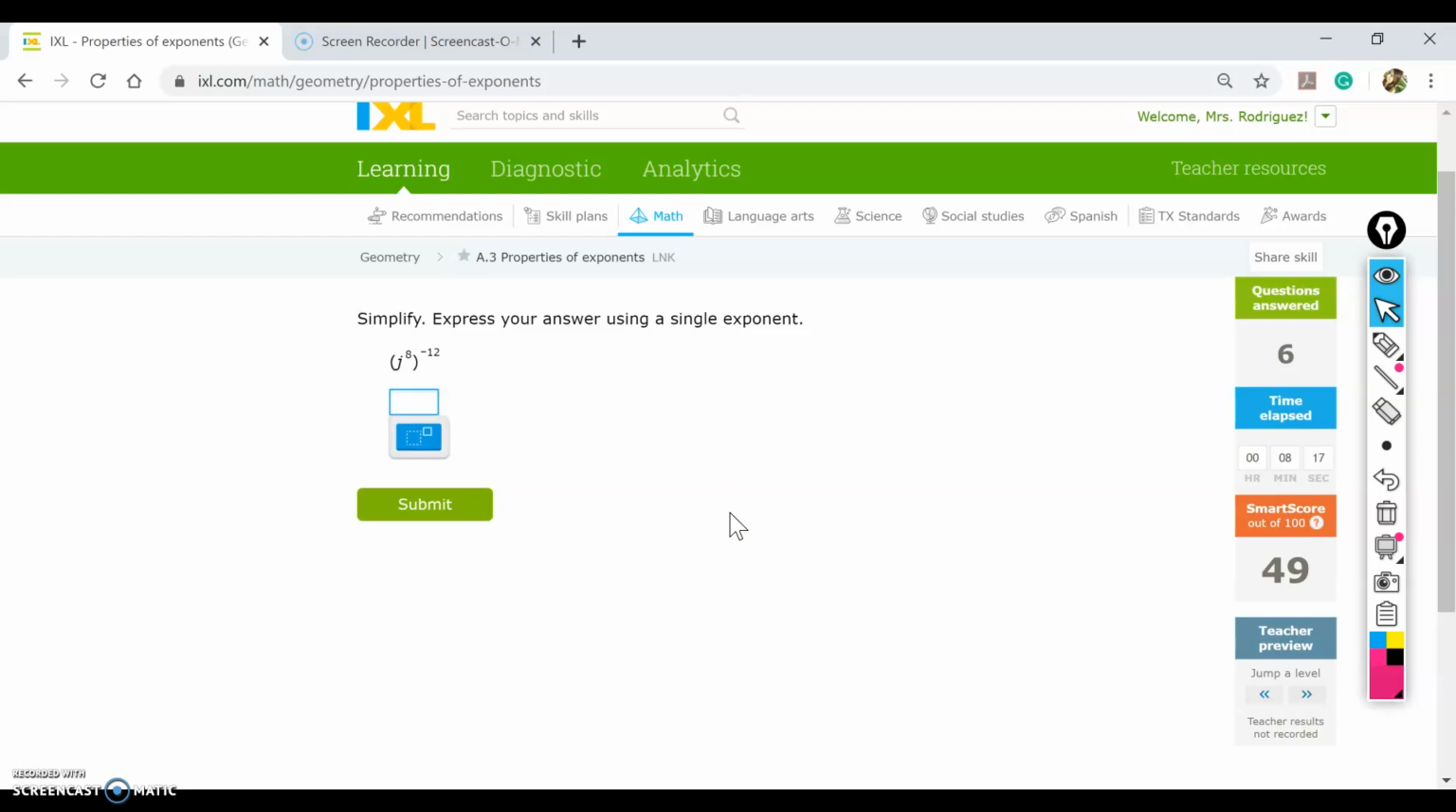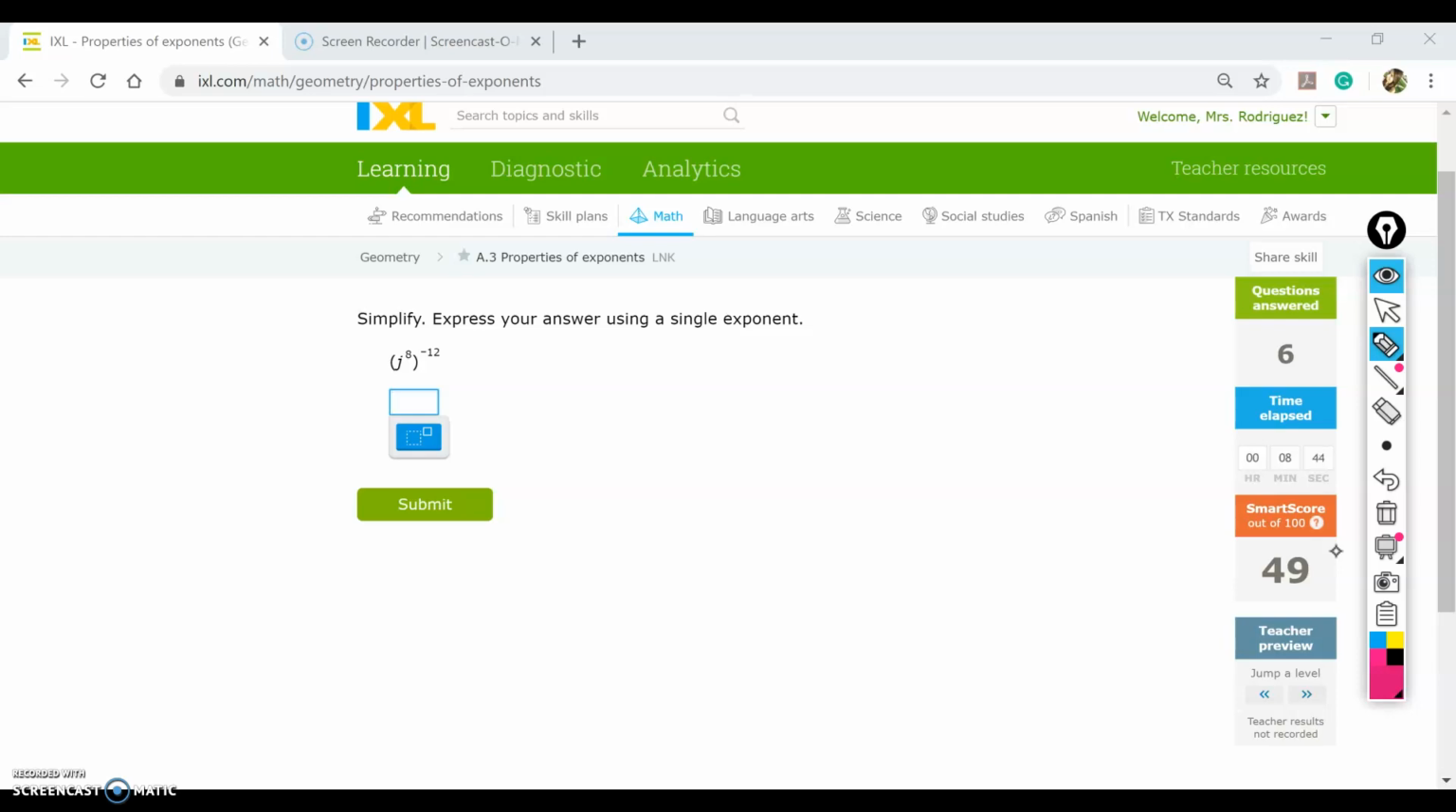So what do you think about this one? Yep, you are correct. So the only thing I need to do is multiply 8 times negative 12. Now, if you multiply 8 times negative 12, what do you think you're going to get? Come on, guys, help me out.